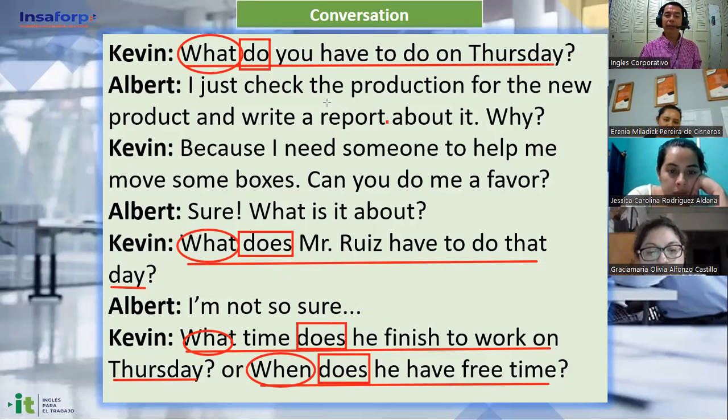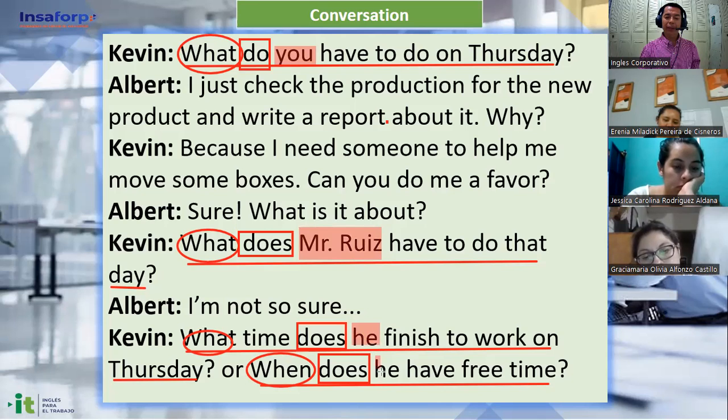And finally, we have the subject, right? The subject in this case, in the first one is you. And the next one is Mr. Reese. Then in the next one is he. And he, right? Okay, so this is the use of the information question, but it's missing one, right? Todavía falta una, okay?